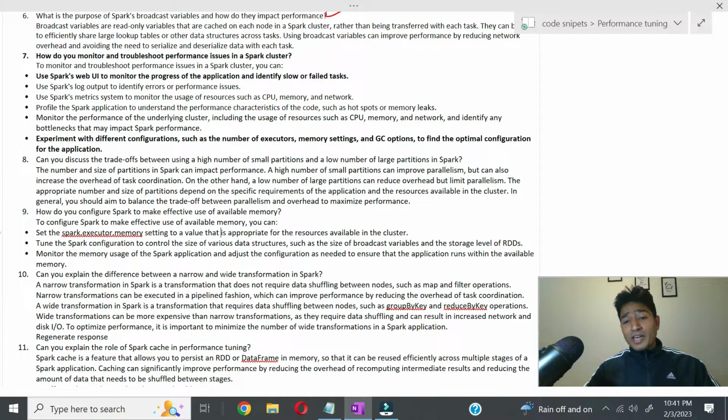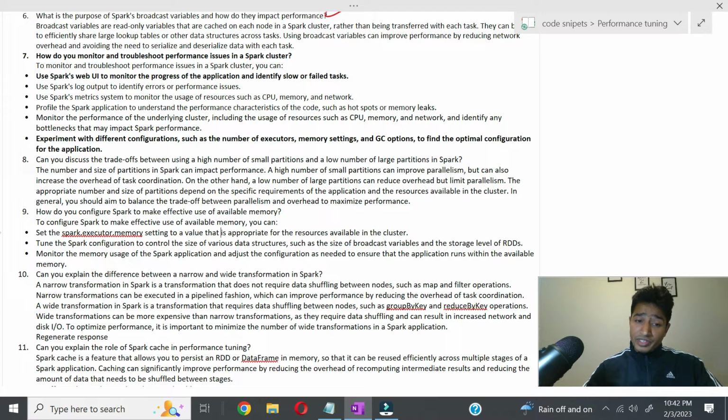A high number of small partitions can improve parallelism because the number of partitions is equal to the number of tasks. So if there are a high number of small partitions, there will be more parallelism, but it can also increase the overhead of task coordination. The more tasks there are, the more coordination. On the other hand, a low number of large partitions can reduce the overhead, but limit parallelism. The appropriate number and size of partitions depend on the specific requirements of the application and the resources available in the cluster. In general, you should aim to balance the trade-off between parallelism and overhead to maximize performance.